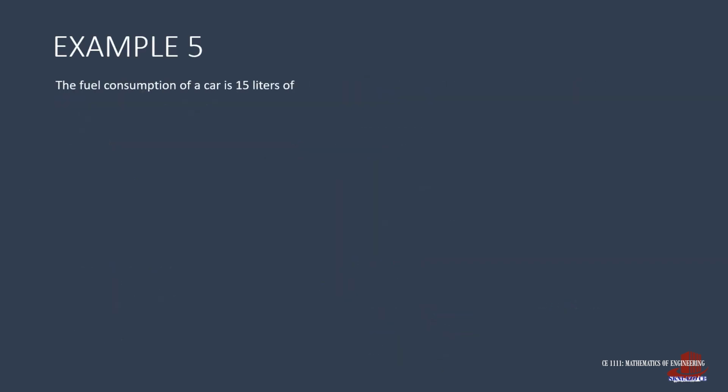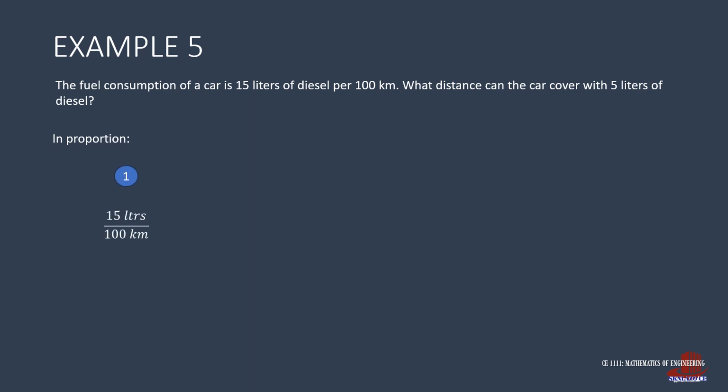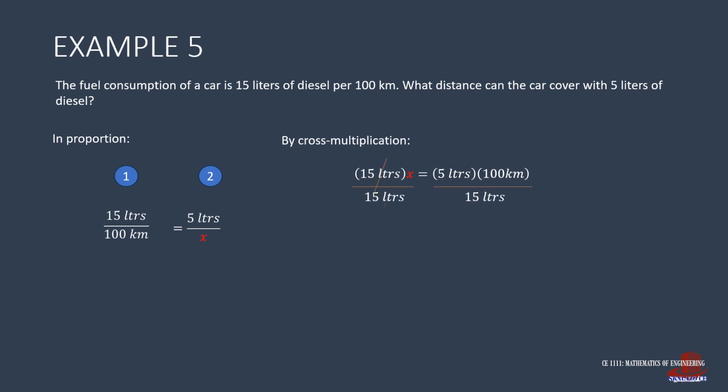For example 5, the fuel consumption of a car is 15 liters of diesel per 100 kilometers. What distance can a car cover with 5 liters of diesel? The proportion can be written in fractional form as case 1, that is 15 liters over 100 kilometers. Then case 2 has 5 liters over x. By cross multiplication, we get 15 liters times x is equal to 5 liters times 100 kilometers. Divide them by 15 liters and get x as 100 over 3 kilometers or 33.33 km.